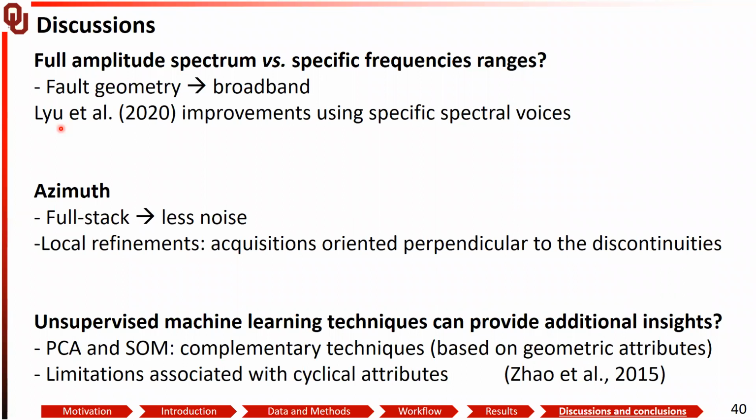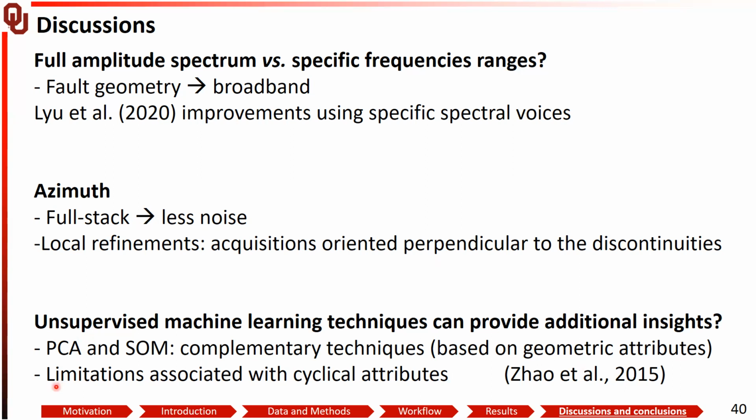For the azimuth aspect, the full stack has less noise, and local refinements can be obtained when the acquisitions are oriented perpendicular to the discontinuity. So we have to have these basic characterizations to later use specific acquisitions. And PCA and SUM can complement the analysis, especially using geometric attributes. As I show, we can see some improvements.